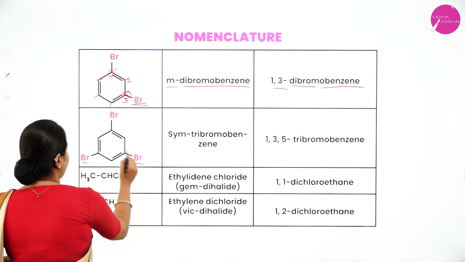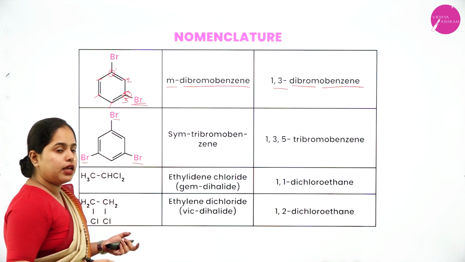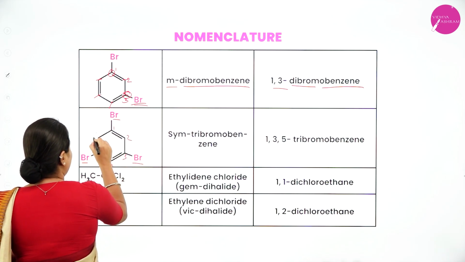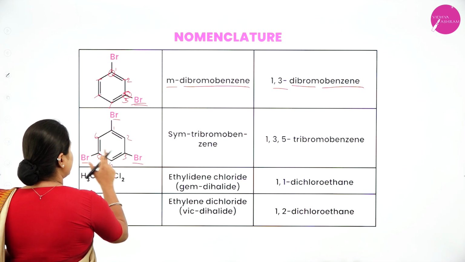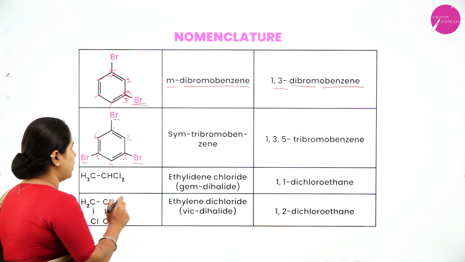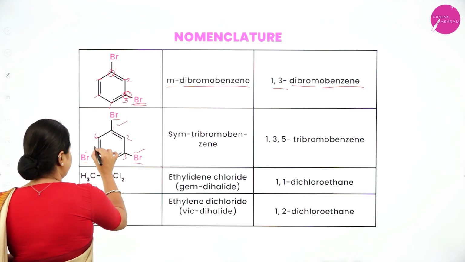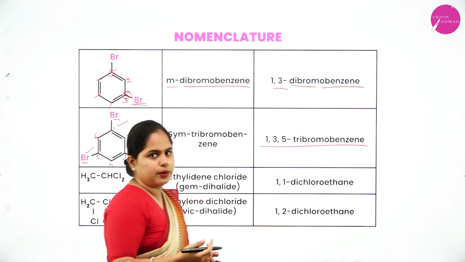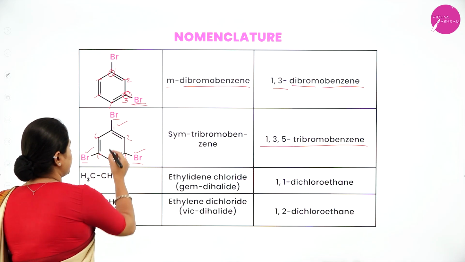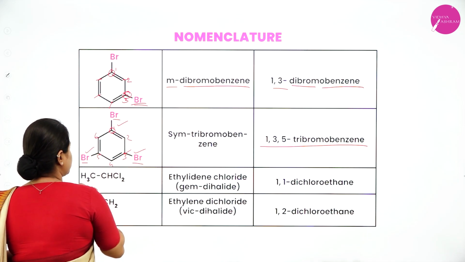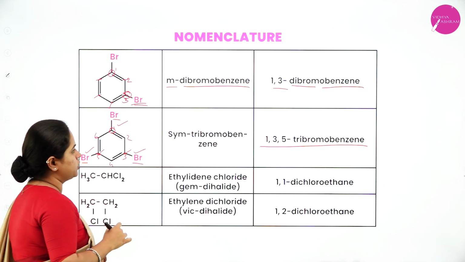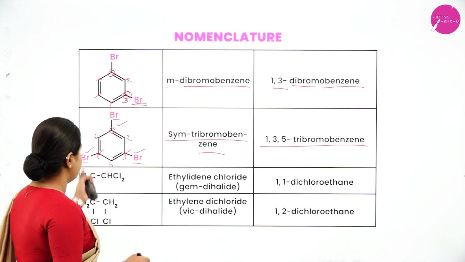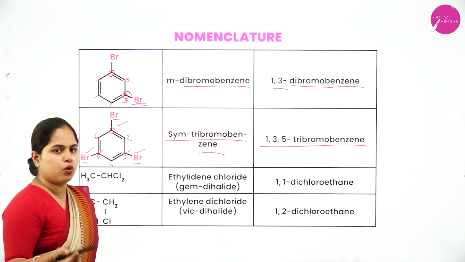Now you have 3 bromine atoms here. So what will be the IUPAC name? Let's number from here: 1, 2, 3, 4, 5 and 6. So you have 1, 3, 5. Yes, 1, 3, 5 tribromo, right? 1, 3, 5 tribromobenzene. Now on which positions is it present? One bromine is in one meta position, another bromine atom in another meta position. So it is called sym tribromobenzene. It is symmetric, right? So it is called sym tribromobenzene.